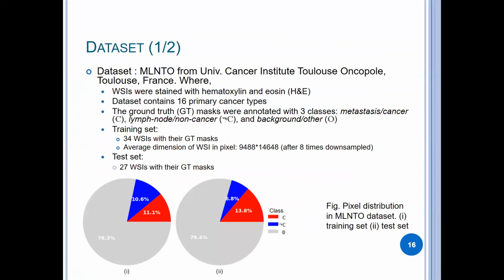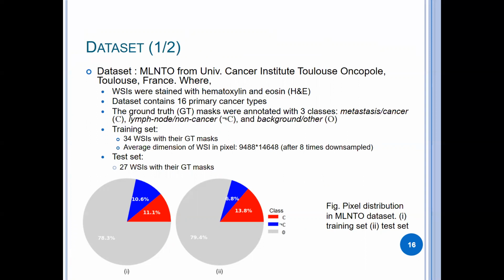As dataset, we used a metastatic lymph node dataset from the University Cancer Institute Toulouse Oncopole, which is called the MLNTU dataset. In the dataset, the whole slide images were stained with hematoxylin and eosin. The dataset contains 16 primary cancer types, and the ground truth masks were annotated with 3 classes: metastasis cancer class, lymph node or non-cancer class, and background or other class. The training set contained 34 whole slide images with their ground truth masks. The test set contained 27 whole slide images with their ground truth masks.